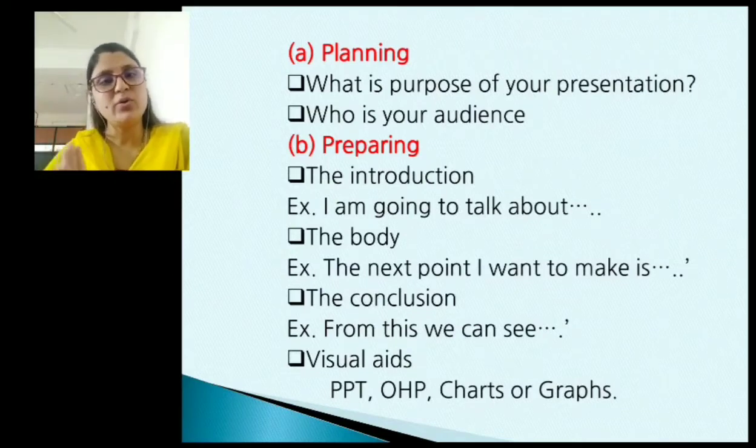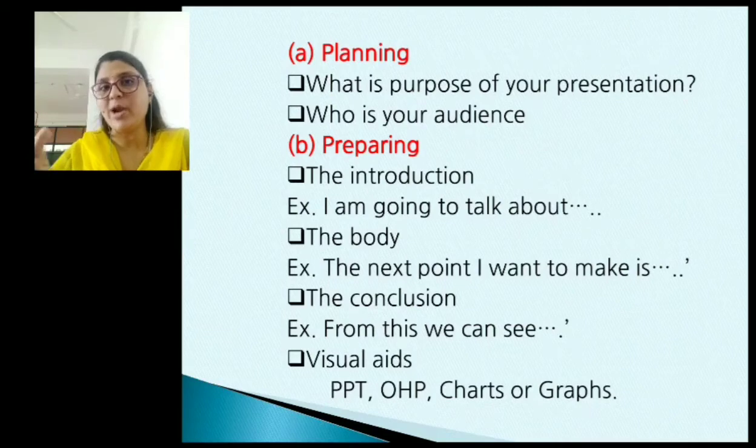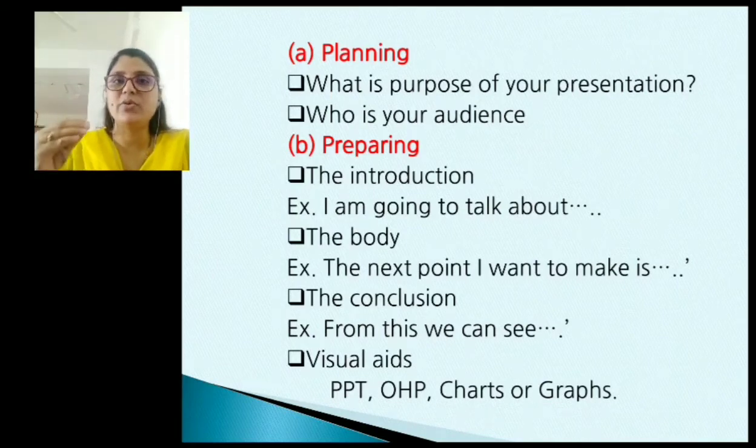Any program you want to conduct, before that you are going to prepare a plan for it, okay. When I want to conduct that particular program, what is the purpose or objective behind my program, okay. Then what format is there, okay. So all these things come under planning. What is the purpose of your presentation, who is your audience, what is the format of your presentation, okay. All these things come under planning.